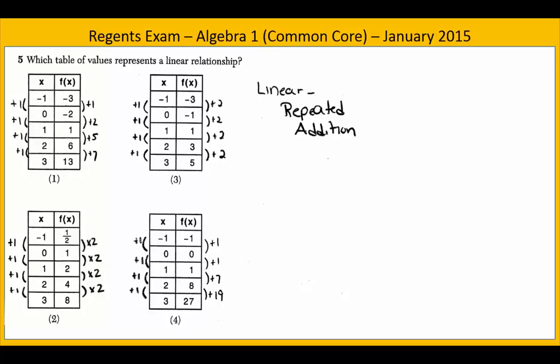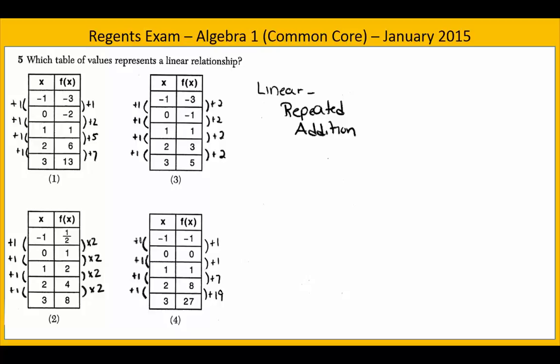If you look at the first table, you'll notice that a different amount is being added to the y column each time. 1, 2, 5, 7. That's not it. In choice 2, each time we're multiplying by 2. 1/2, 1, 2, 4, 8. That's exponential. In choice 3, we have an addition of 2 each time. Plus 2, plus 2, plus 2, plus 2.